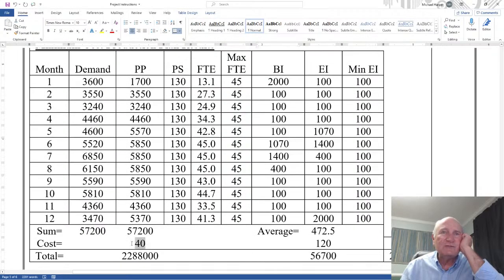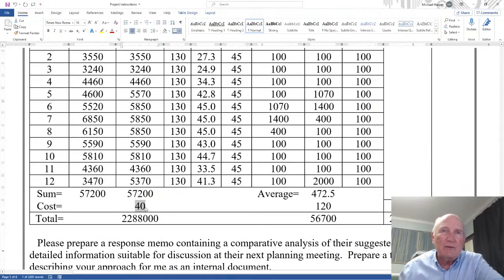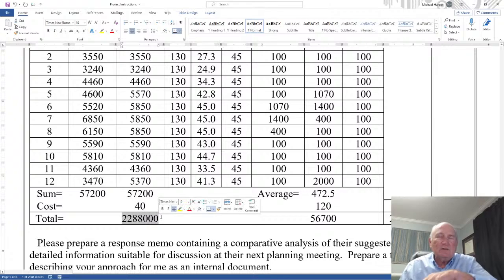The direct labor cost is $40 per unit. Well, let's see here. 30 times 80 over 60. Well, the 10s cancel out. 8 over 6. Well, 2 times 4 is 8. 2 times 3 is 6. The 2s cancel out. 4 over 3. Oh, well, 3 goes into 30, 10, and 10 times 4 is 40. So that's going to be 40. So that's how much it costs direct labor to produce that many items.